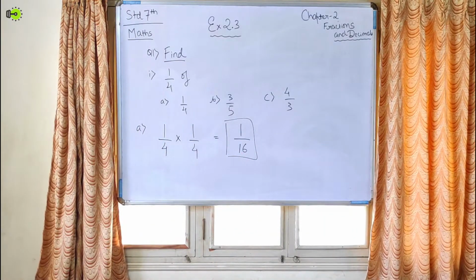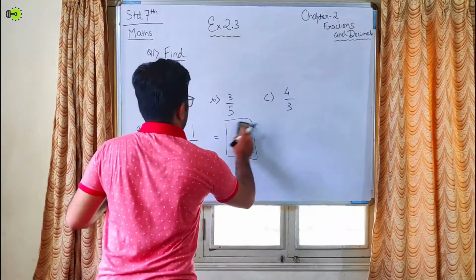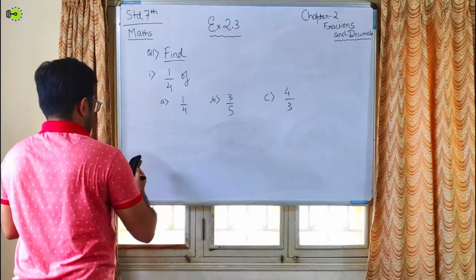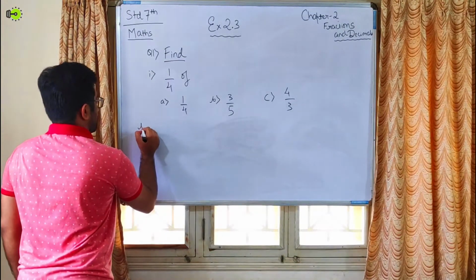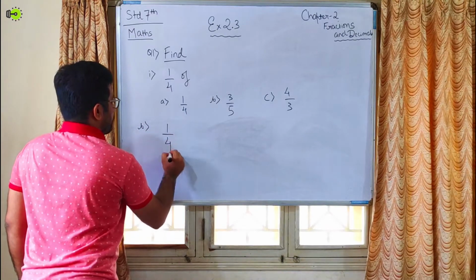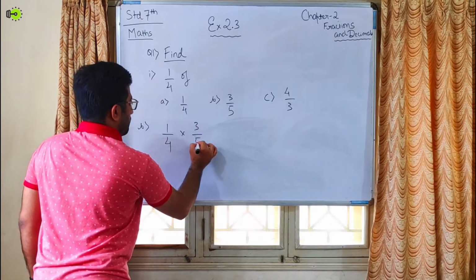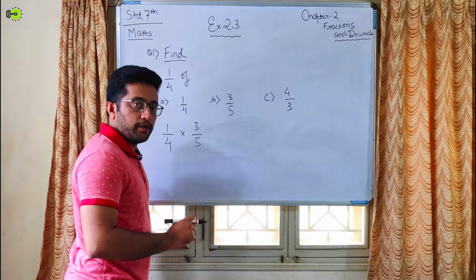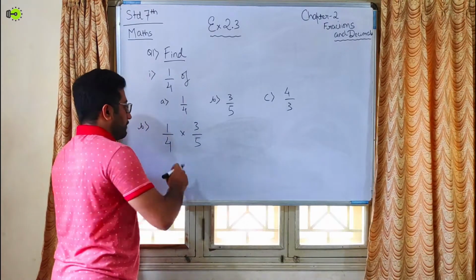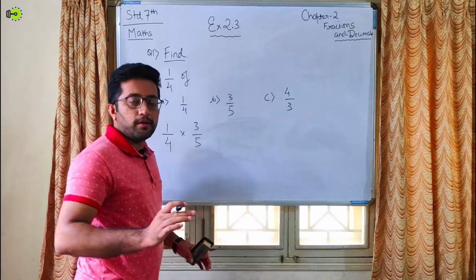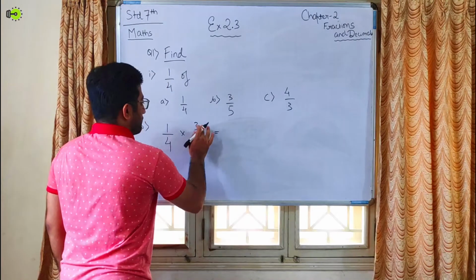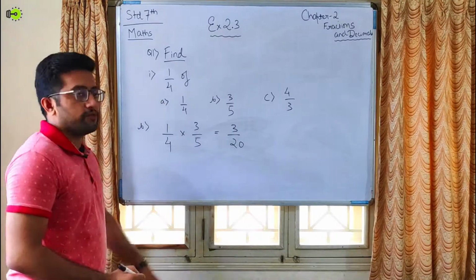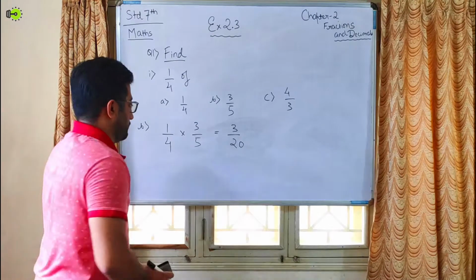Similarly, we will solve the second one, that is b. So the second one is 1/4 multiply by 3 divide by 5. First of all, we will check whether there is something in common between the numerator and denominator of the respective sides. If you check it, here nothing is common and nothing can be cut out. So we will just simply multiply. 3 into 1 is 3 and 5 4s are 20. So 1/4 of 3/5 is 3/20.